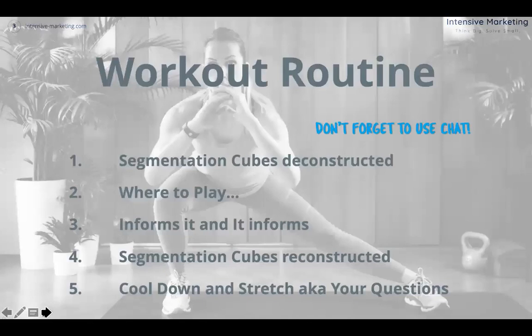Moving on to today's workout routine. So as usual, the method is to deconstruct a model or a way of looking at some business challenge. We'll have a diversion, as always, and we'll divert into where to play. As always, we'll talk about what informs this and what it informed, and we'll reconstruct with Salesforce.